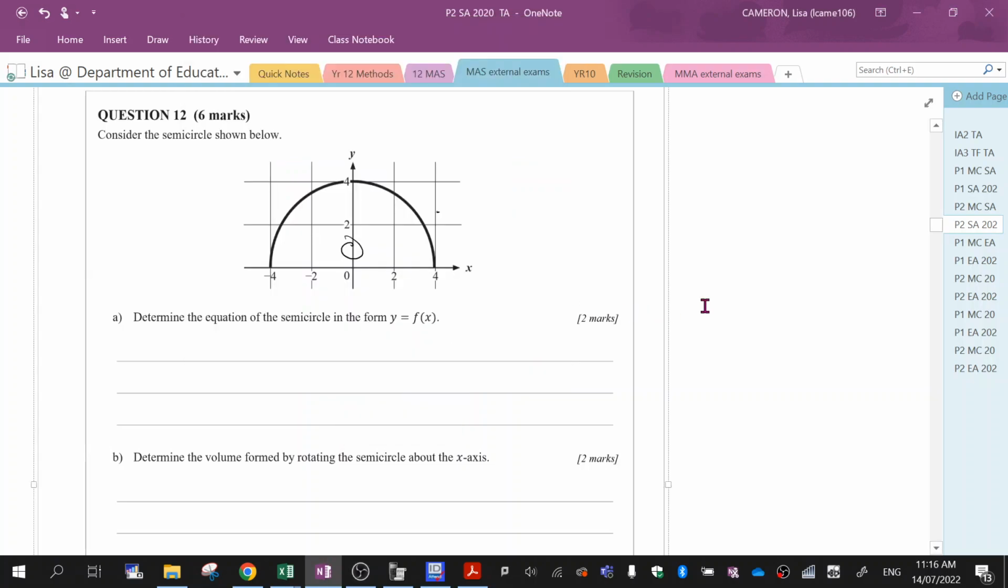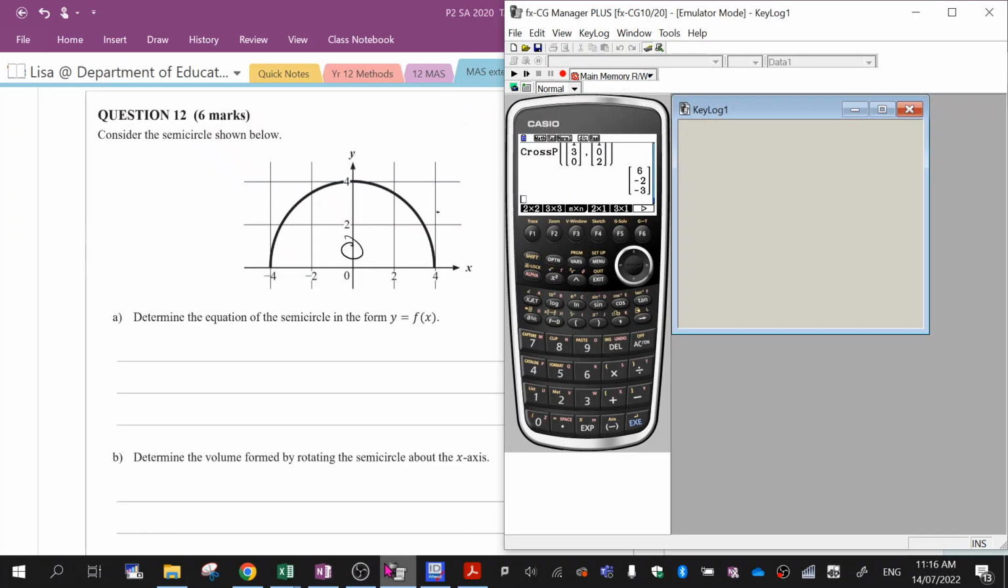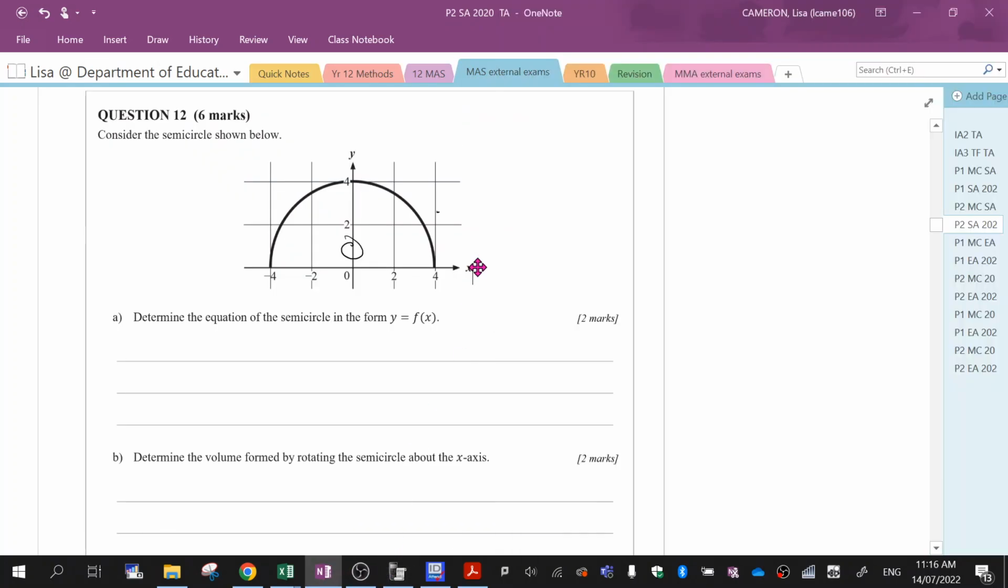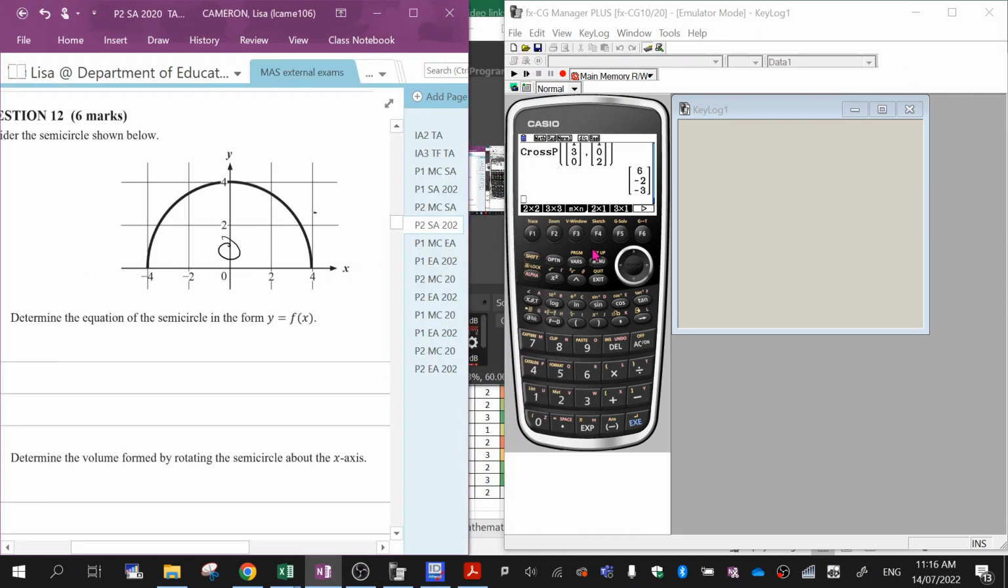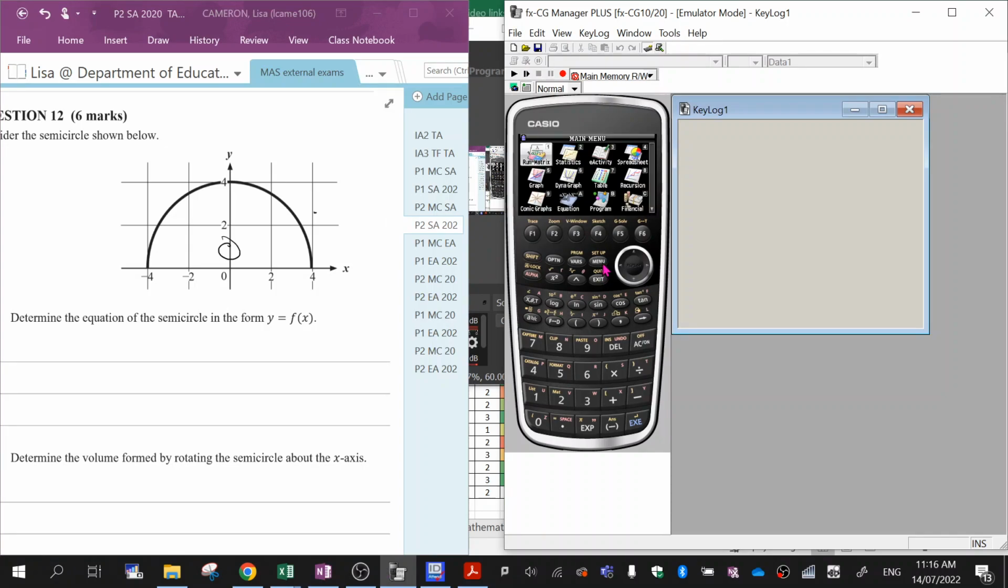Okay, question 12. So consider the semicircle shown. Now, we're not given the equation of semicircles, but this is a tech active exam, so we're going to use a little cheeky cheat. The thing we're going to be using is that our calculators give us some formulas. So if we go menu, go to conic graphs, and then here you can see we get some formulas.